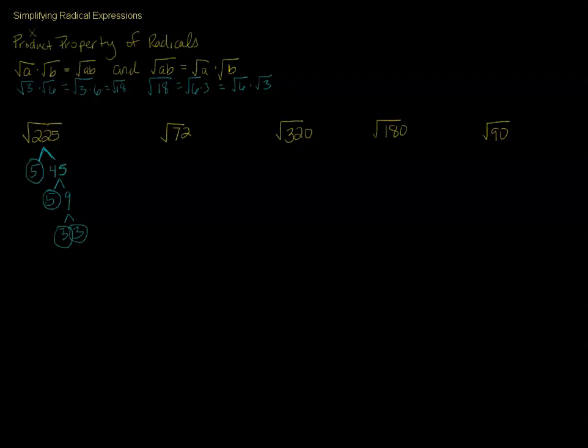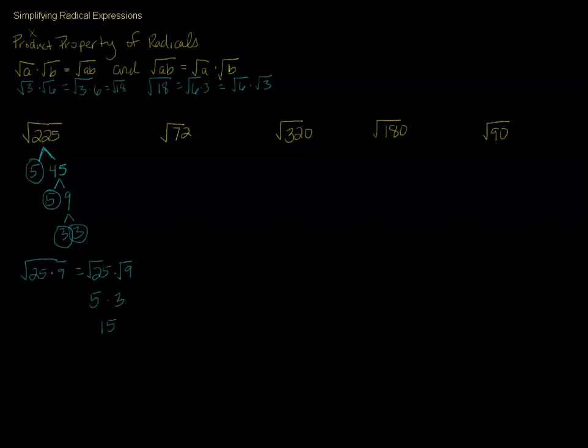Now, here is the key. If you have a pair, think about it this way. 5 times 5 is 25. So let's rewrite this as 5 times 5 is 25. 3 times 3 is 9. And like up here, that's the same as the square root of 25 times the square root of 9. What's the square root of 25? 5. The square root of 9 is 3. So the answer is 15.